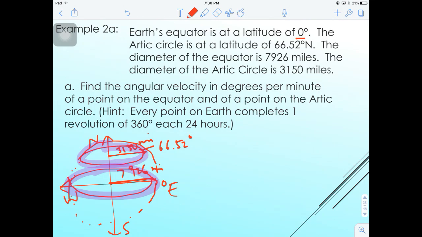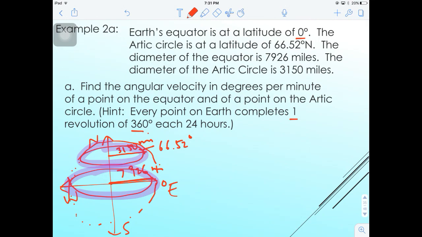Question part A says, find the angular velocity in degrees per minute of a point on the equator and of a point on the Arctic Circle. So we are to find the angular velocity. The hint here is that the Earth completes one revolution of 360 degrees in 24 hours. So it doesn't matter if you're on the Arctic Circle or on the equator, you're always traveling 360 degrees in 24 hours.